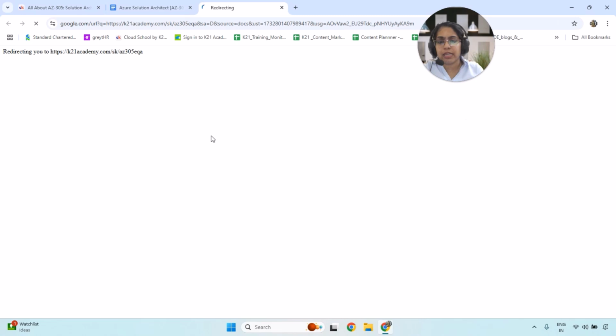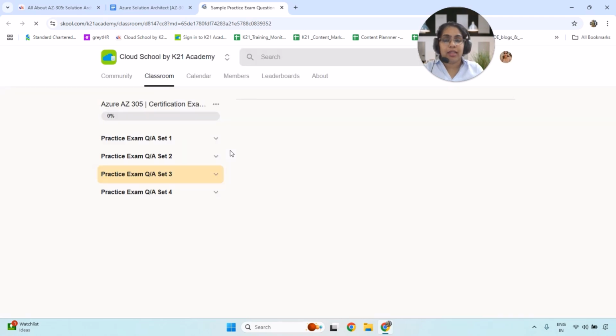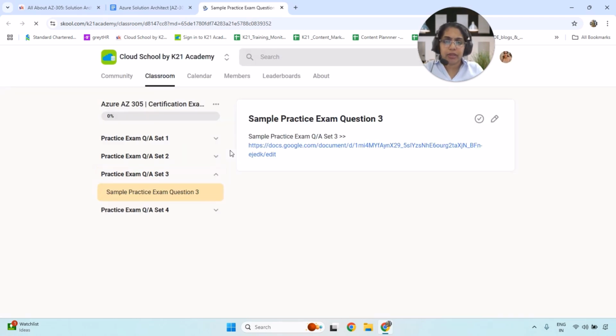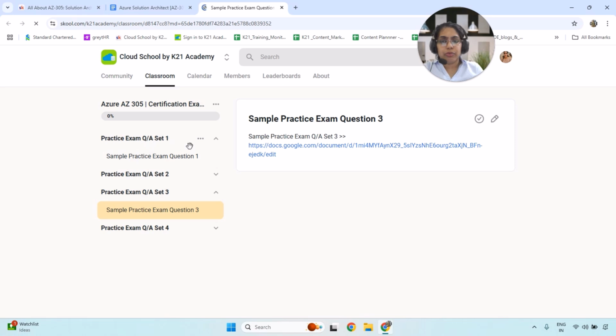So the first thing I want to show you is we have multiple different exam set questions which we have added, like set 1, set 2, set 3, set 4. Suppose I expand set 1, I have sample practice exam question 1 in it. When I click on it, I can see there is a document for that. So what you have to simply do is navigate through this document, and when you go inside that document, you will see the exam related questions for AZ-305.